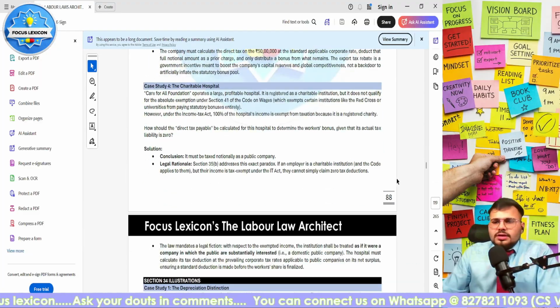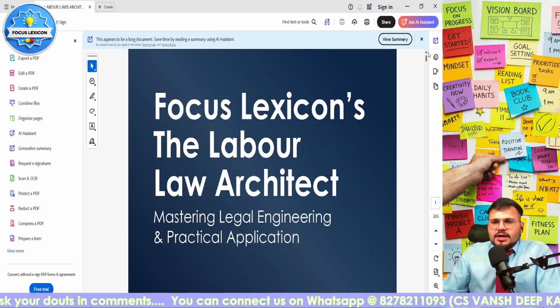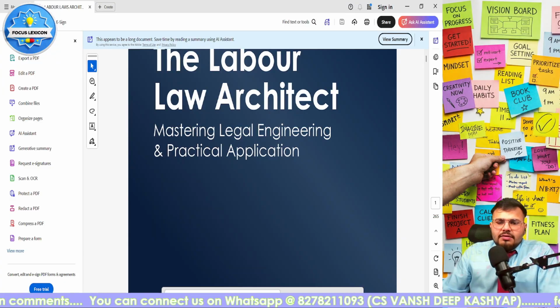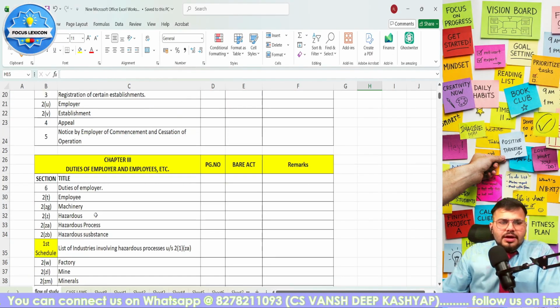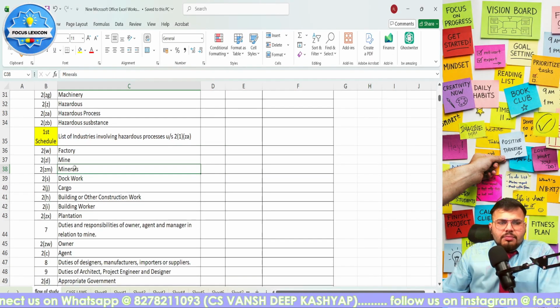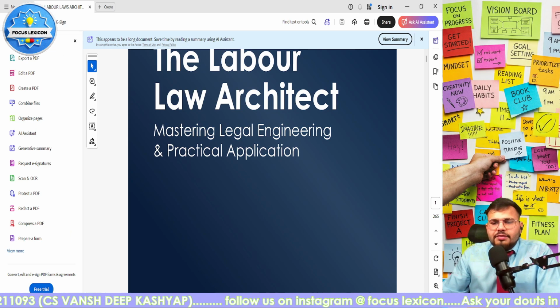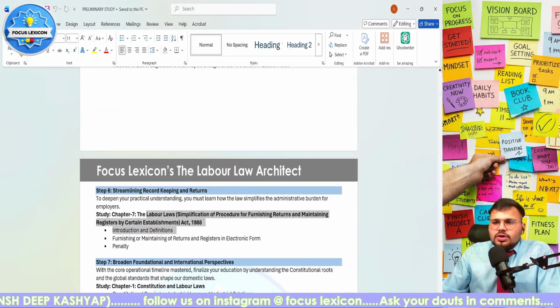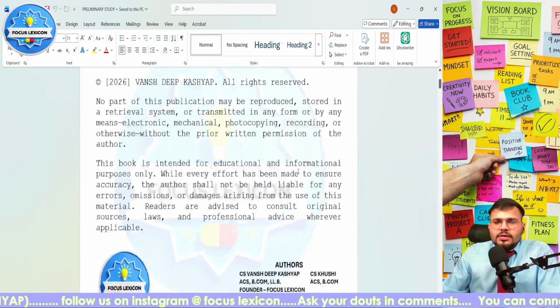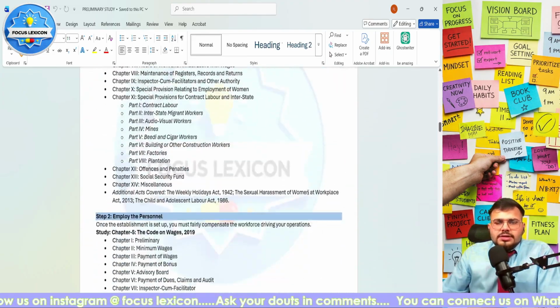So now let's get back to our topic. Let's start the session. From where we left in our last class, we have completed up to mines and minerals. So today we are going to start from the definition of dock work. Now what is dock work? Let's just come to our topic.